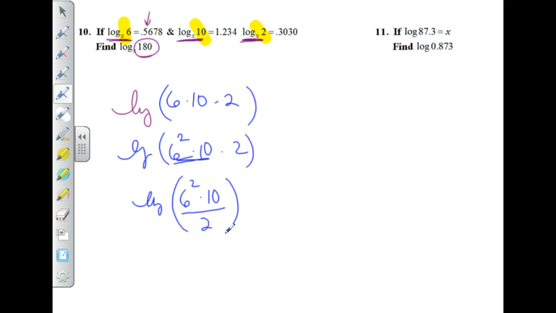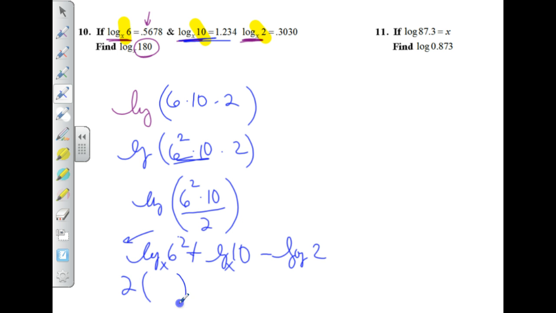So I think that might work. So again, expanding this is the log of 6 squared plus the log of 10, which is not a 1 because I defined the log. These are all base x, of course. And then I'm going to subtract off the log of 2. So then I just throw this out front. So 2 times this decimal plus that decimal minus that decimal, which I've defined all of these decimals for you.